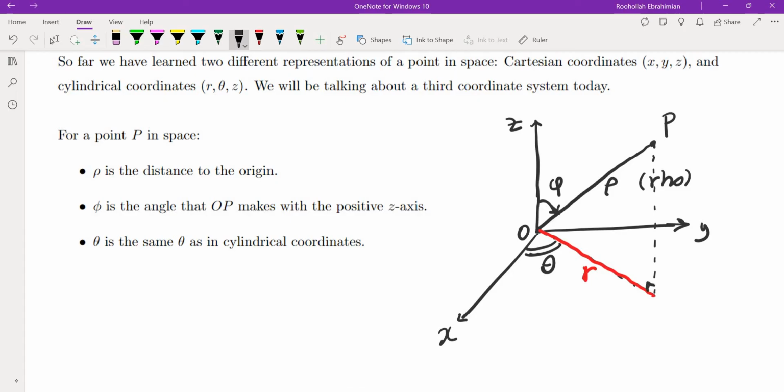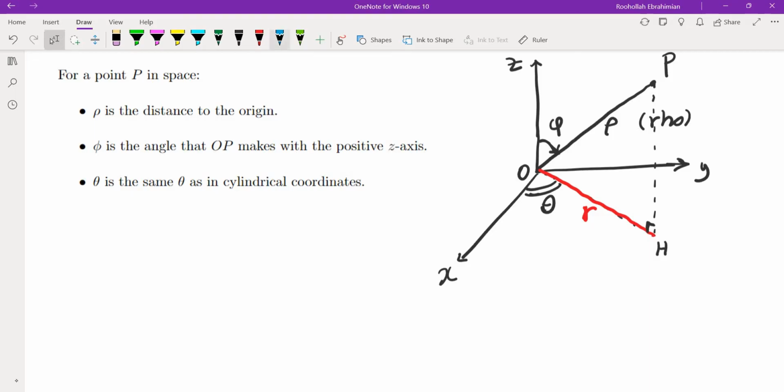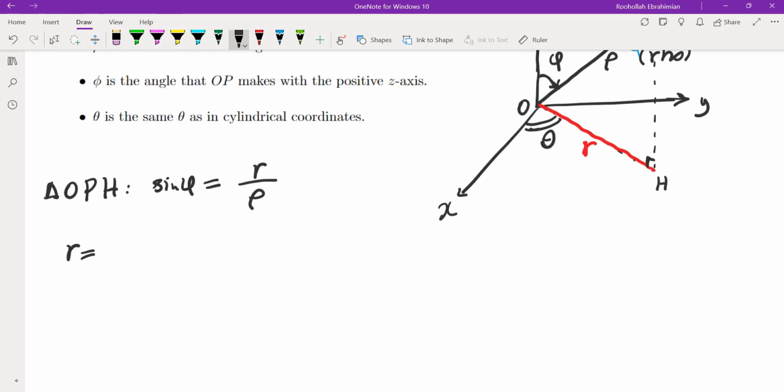Now we're going to find a relation between these three quantities and Cartesian coordinates. If we drop the perpendicular and call that point H, we can see a relation here. This angle right here is the same as phi because PH and the z-axis are parallel. So this angle is also phi. Looking at triangle OPH, sine of phi is equal to opposite over hypotenuse. So that tells us r equals rho sine of phi.